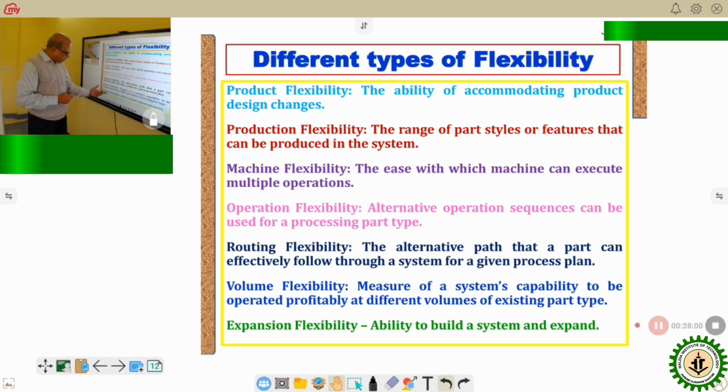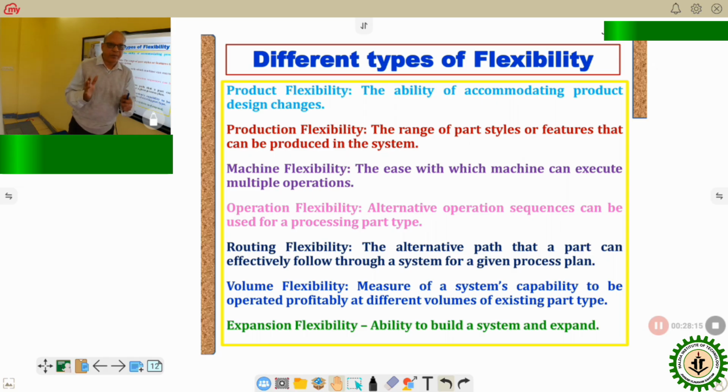So the system must be capable of taking care of the ups and downs of volume changes very efficiently, without confronting any difficulties. And expansion flexibility is the ability to build a system and expand.